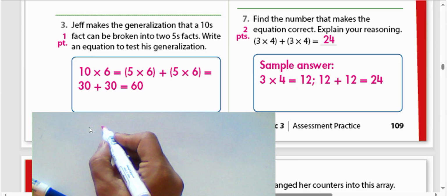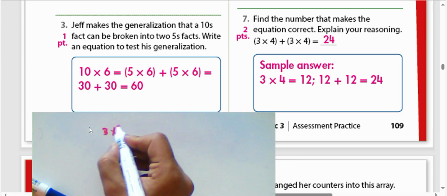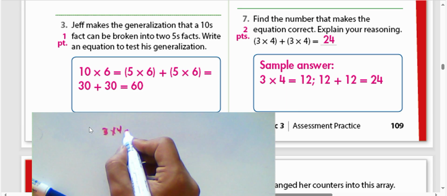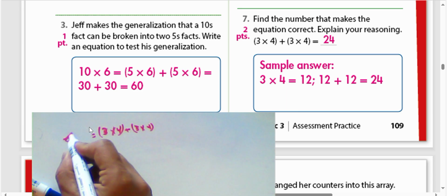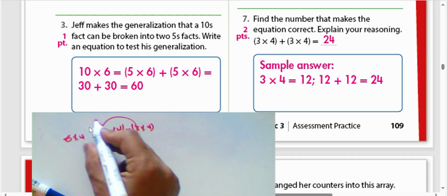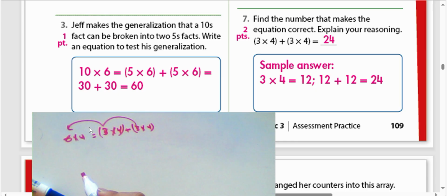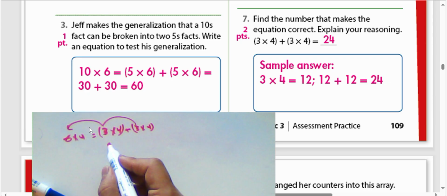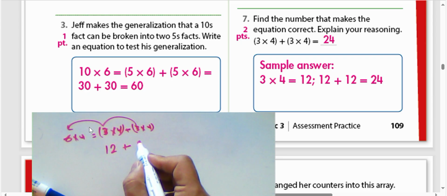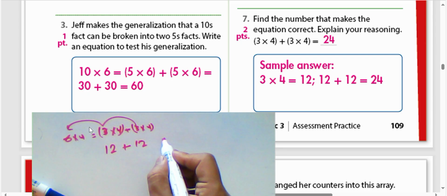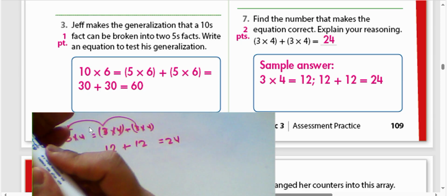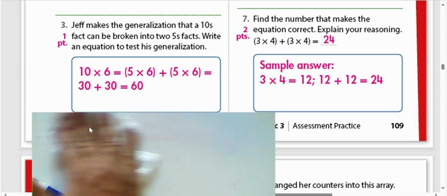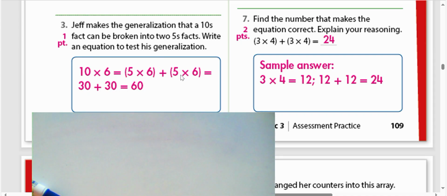Next question. 3 times 4 plus 3 times 4 is 6 times 4, because 3 plus 3 is 6. Okay, then the result will be what? 3 times 4 equals 12, and 3 times 4 is 12. 12 plus 12 equals 24. The result here will be 24. Okay, next question.